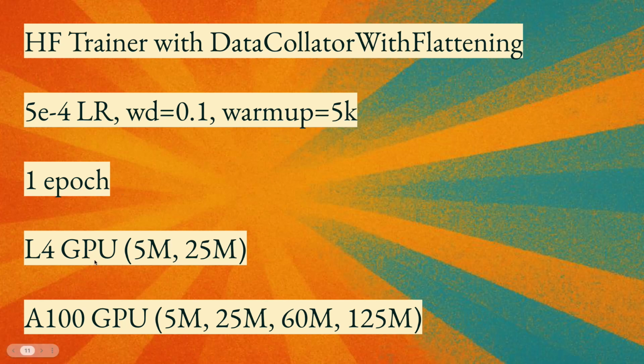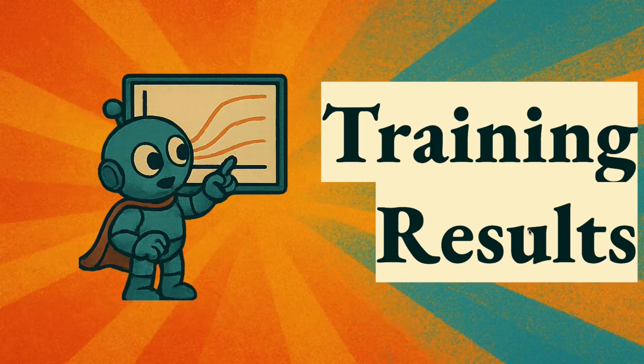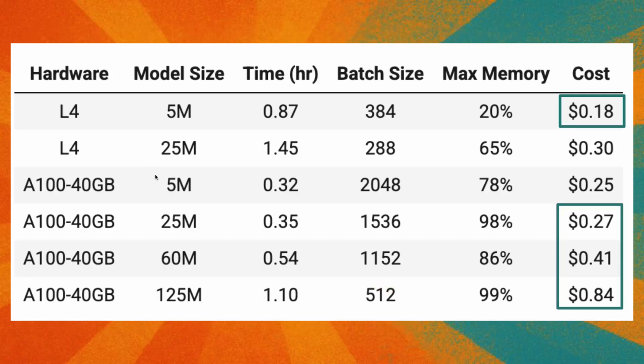And then I'm using the L4 GPU for the 2 small models and the A100 GPU for all models, because I want to get a sense of when the A100 is actually more efficient and cheaper than the L4. And here are the training results. So what I've highlighted here is the lowest cost for each model size.